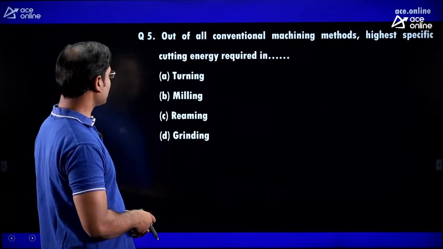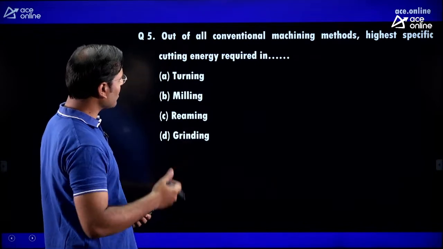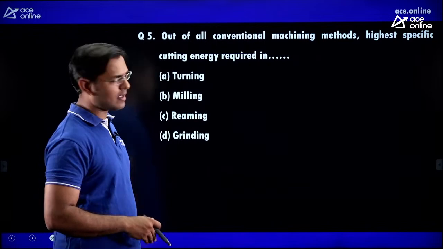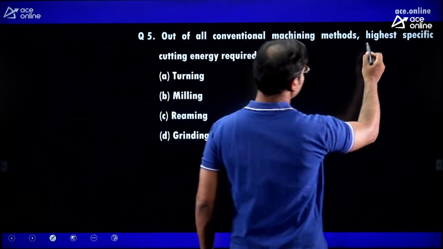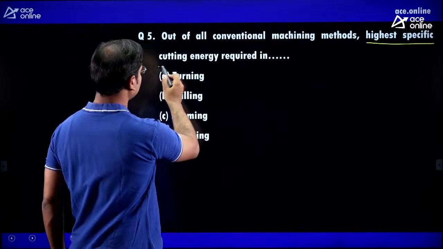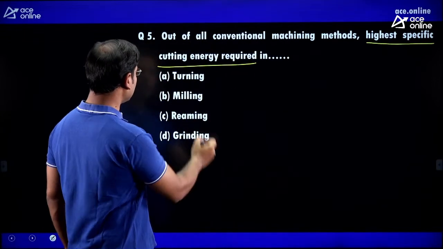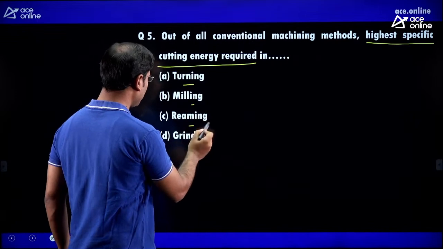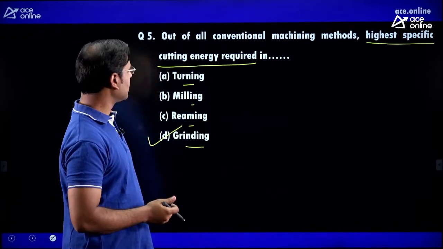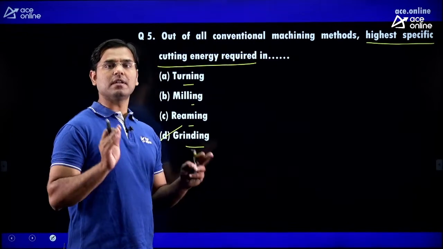Now see the last question here. Out of all conventional machining methods, in which method is the highest specific cutting energy required? This is a big question. Either it is turning, milling, reaming, or grinding. The correct option is option D. Grinding requires the highest specific cutting energy.